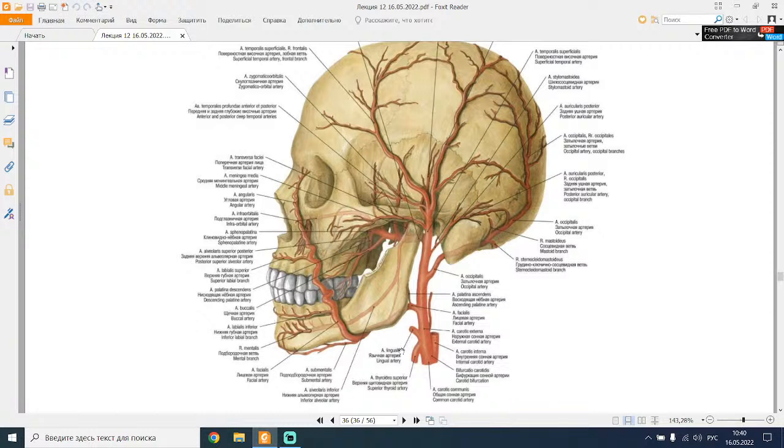What do you see? Arteria facialis. Arteria lingualis. And arteria thyroidea superior. All three arteries, anterior group.